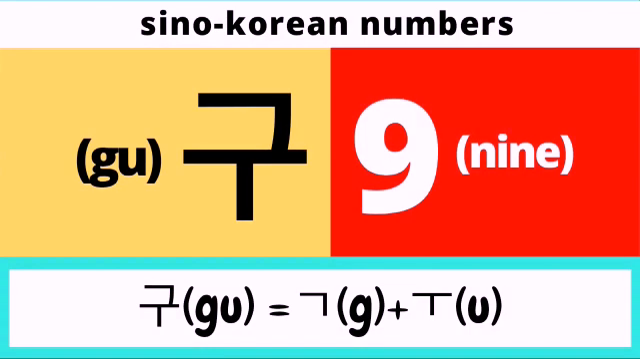How do we spell gu in Hangul? It's very simple. We only needed 2 Hangul characters. The first one is a Gya character, followed by an U character. And then we just have to arrange and combine it to form the Hangul of the word gu, which is number 9 of the Sino-Korean numbers.